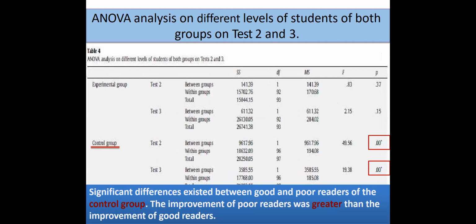According to the one-way ANOVA results shown in table 4, there was no significant difference between good and poor readers of the experimental groups on test 2 and test 3. However, significant differences can be seen between good and poor readers of the control groups. So the improvement of the poor readers was greater than the improvement of the good readers.